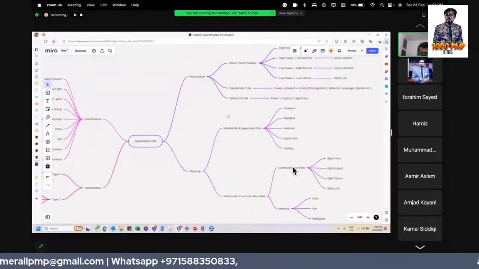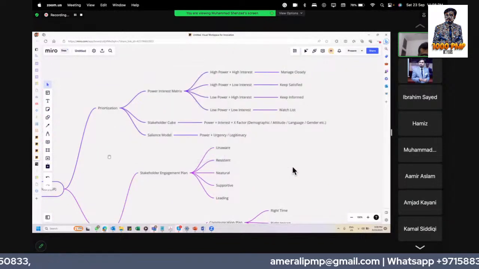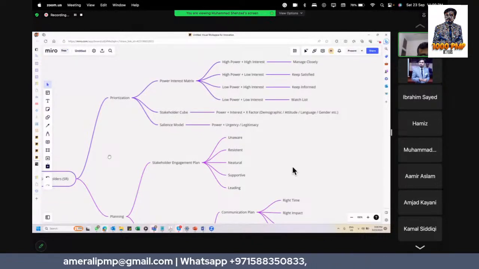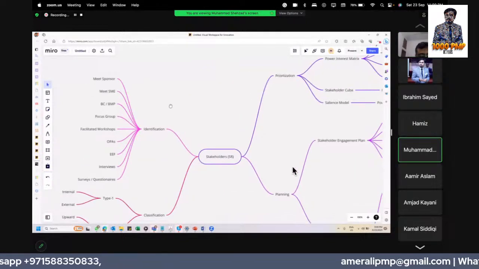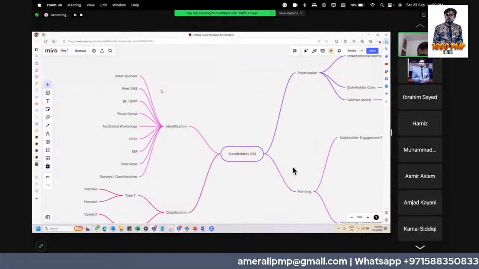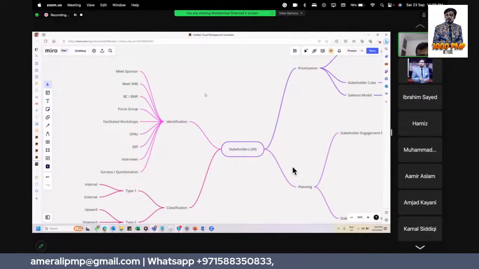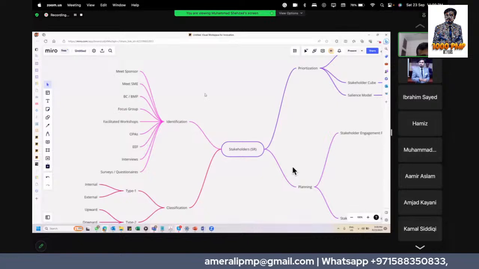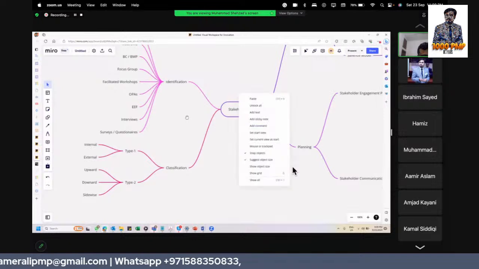A stakeholder is any person, individual, group, or organization that affects or is affected by the project. There is stakeholder prioritization, and we have the power interest matrix. Maybe we can start with identification. The first step is to identify the stakeholders. There are different approaches we can use: meet the sponsor, meet SMEs (subject matter experts), focus groups, facilitated workshops, OPAs and EEFs, interviews, surveys, and questionnaires.